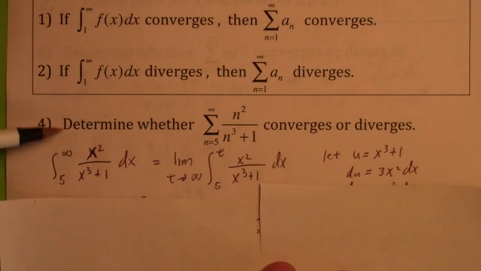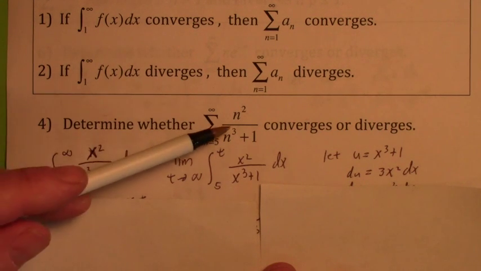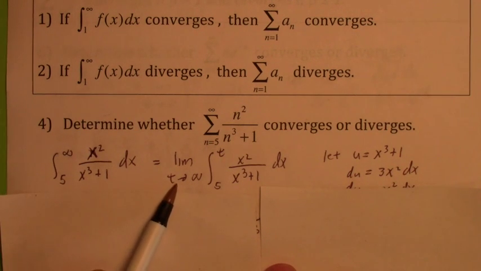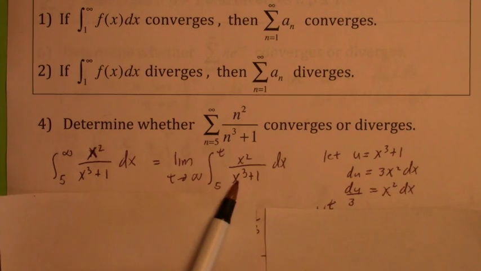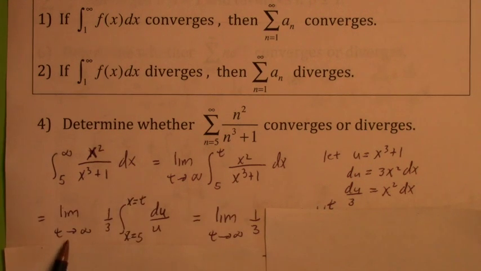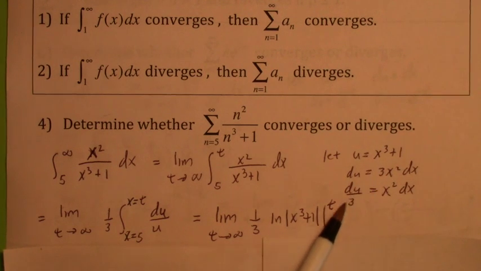All right, so what are we going to do? We're going to look at this improper integral, and if this improper integral converges, then we're going to say this infinite series converges. And so we first write it as the limit as t goes to infinity of the integral from 5 to t. Now this is actually not that hard to compute, because if you let u equal the denominator, isn't du the numerator basically? So you get the limit as t goes to infinity of 1/3. I have a u substitution. I didn't switch the limits, so I'm just going to say x equals 5 to t. You could switch the limits if you want. But the integral becomes ln of absolute value of u, right? U is x cubed plus 1, so you get this.